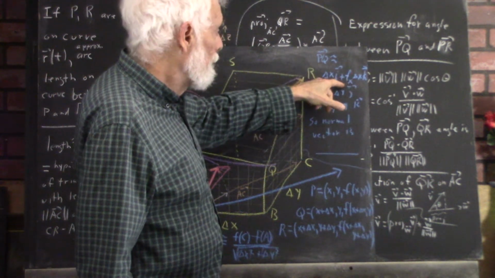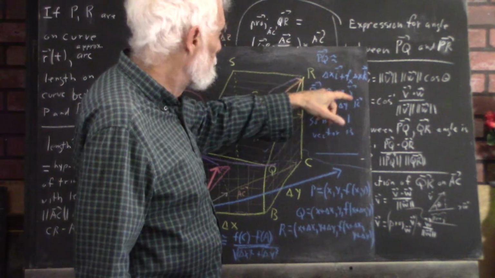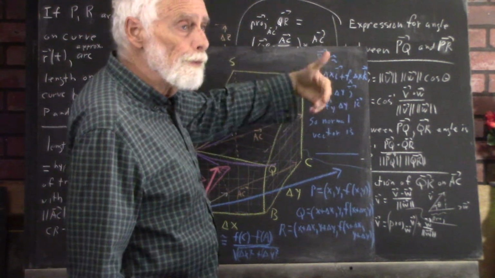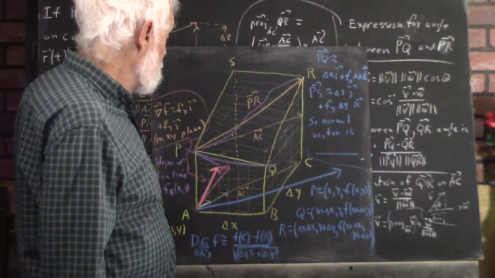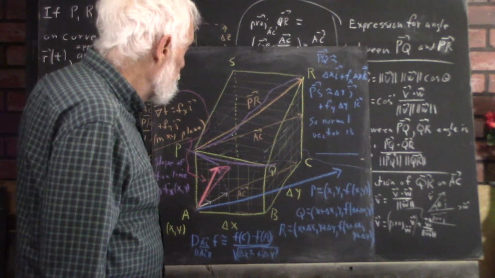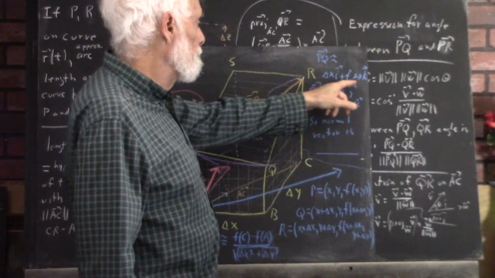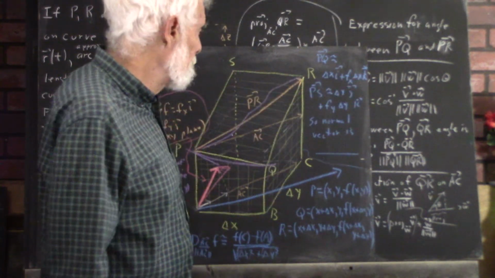Because the x derivative is the approximate slope. You multiply the slope by delta x, you get the rise. You get the delta y, in this case the delta z. So PQ is approximately equal to this. You need to understand that.